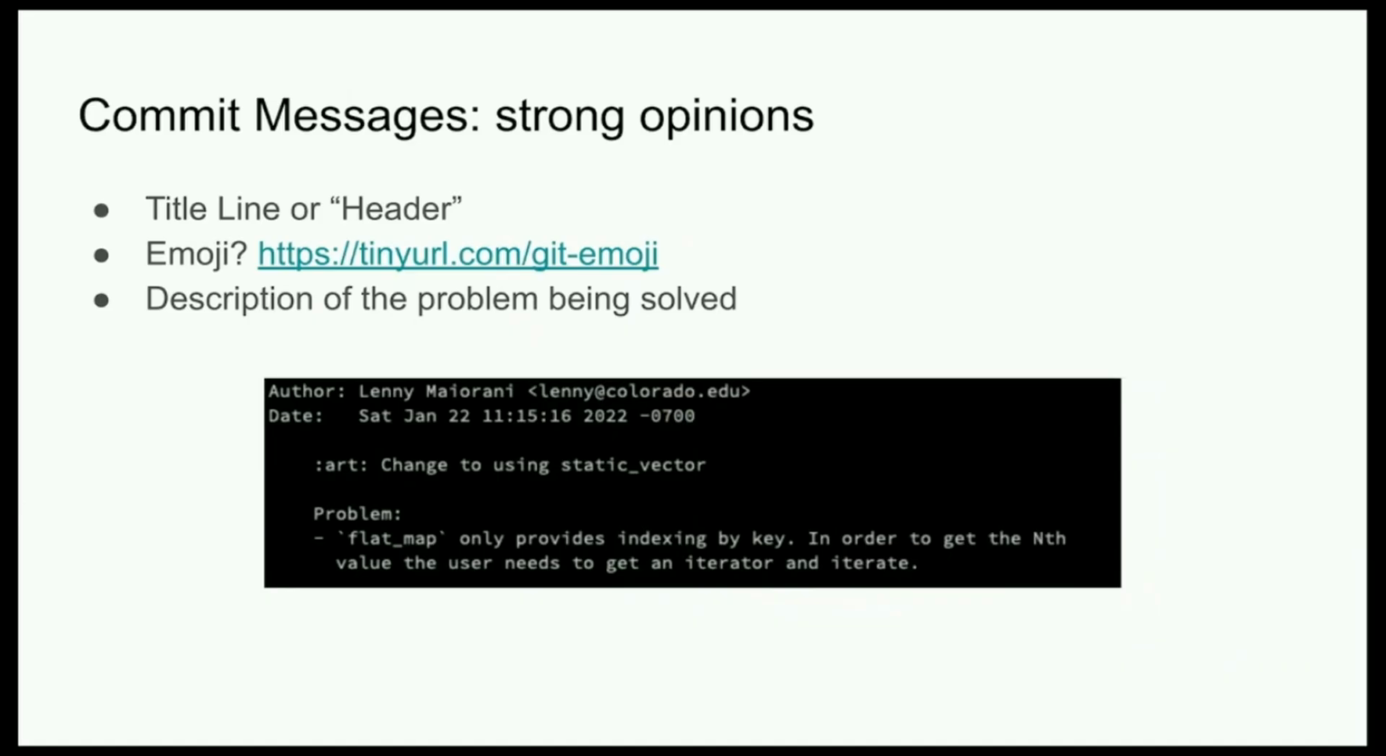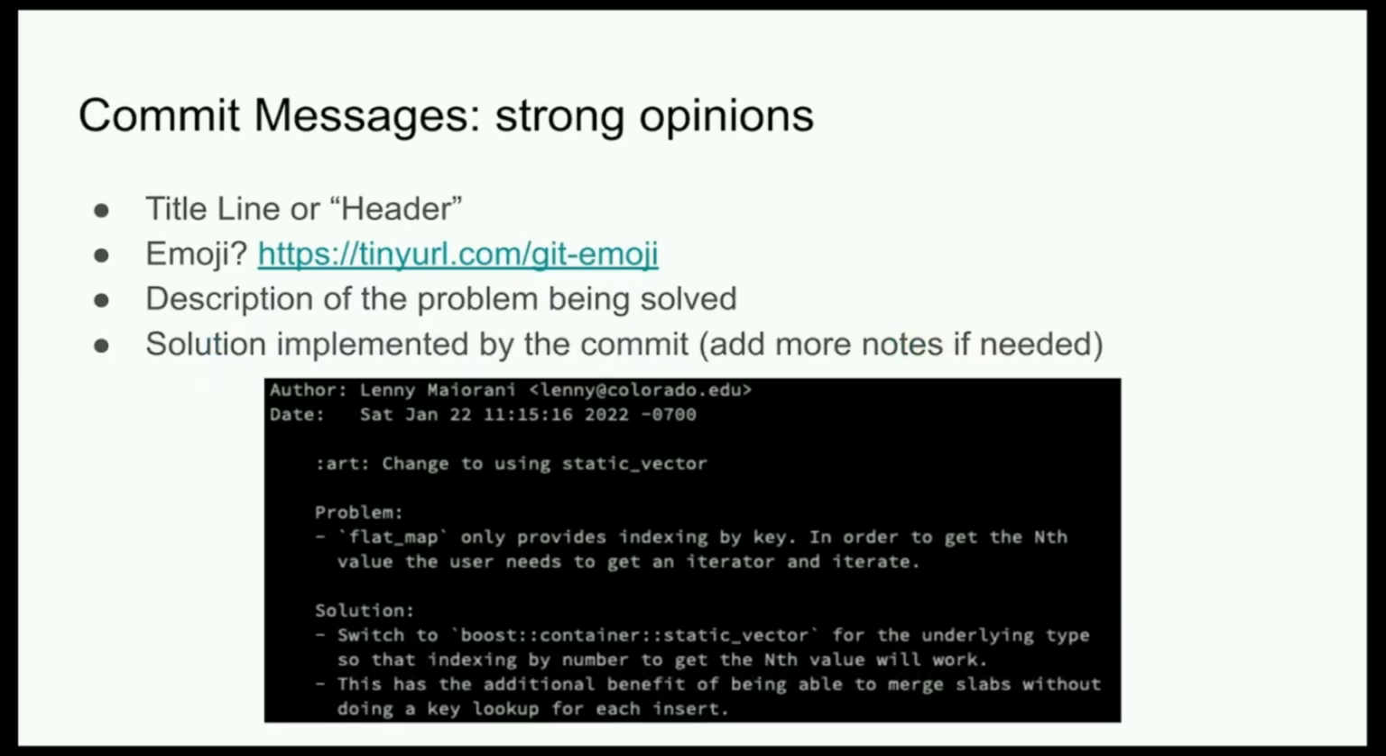I also like there to be a description of the problem being solved. This is not the solution. This is what the problem is. This is maybe a bug report, the details of the bug report. It can be a link to a bug tracker. But here we're not going to talk about what we're doing to solve it. We're just going to talk about what is the problem? What is the issue here?